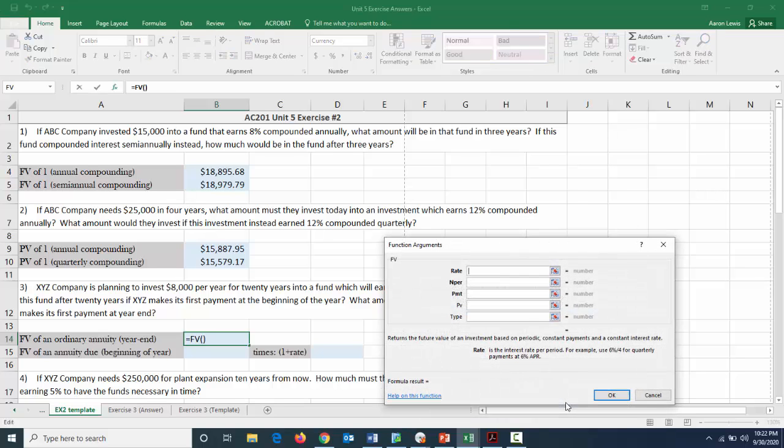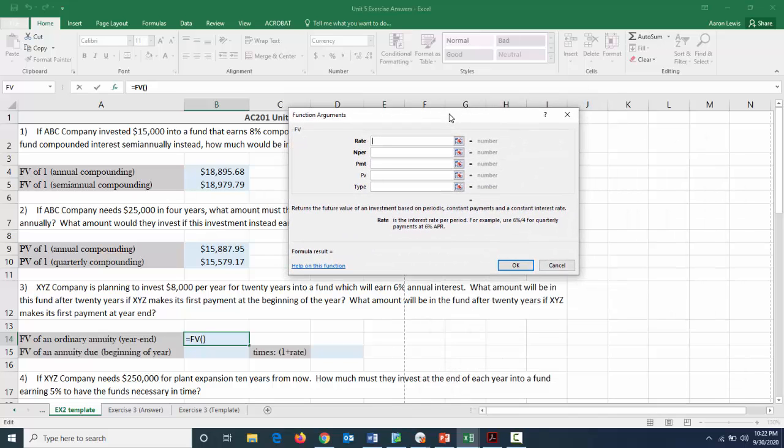And for this future value function, what's our interest going to be? Well, our information tells us that it earns 6% annually. So let's put in 6%. Number of periods is how many times it's going to compound. Well, if we're earning 6% a year for 20 years, it's going to compound 20 times. And the present value is for a lump sum. This isn't a lump sum, right? We're putting in $8,000 per year for the next 20 years, which means that is a series of payments.